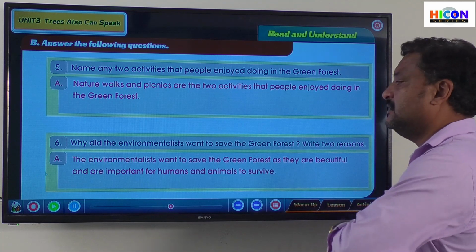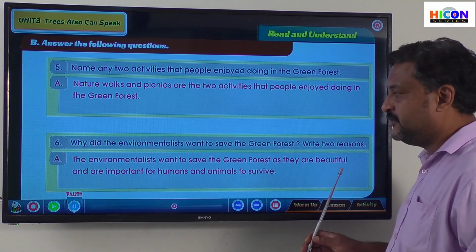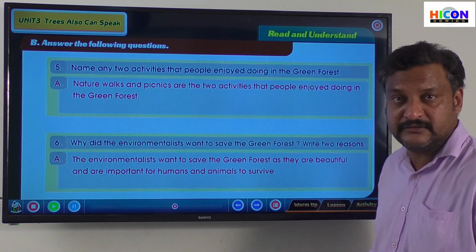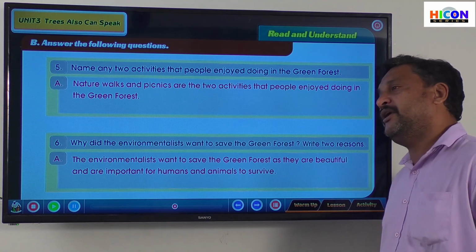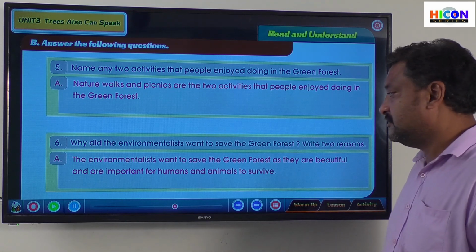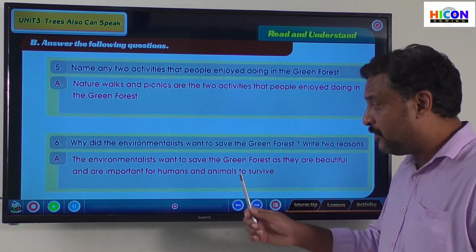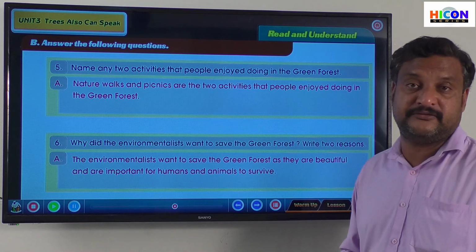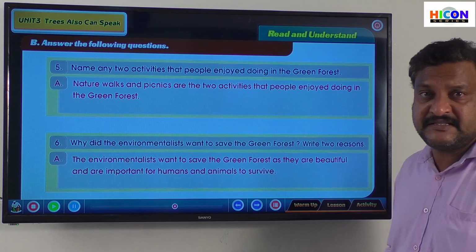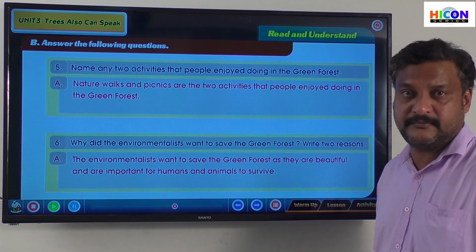What is the answer? The environmentalists want to save the green forest as they are beautiful and are important for humans and animals to survive. So environmentalists have already understood the importance of the forest. Okay, they are very beautiful. The green forests are very beautiful and are important for the humans and animals to survive. If there are no plants, no trees, no oxygen, isn't it? Then no animals, no human beings, nothing.